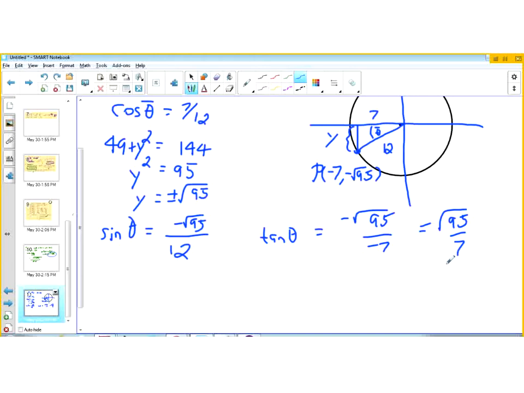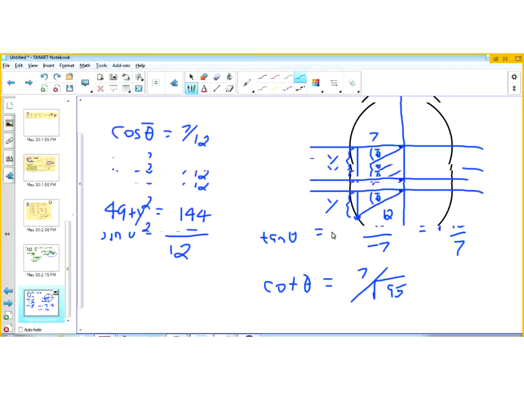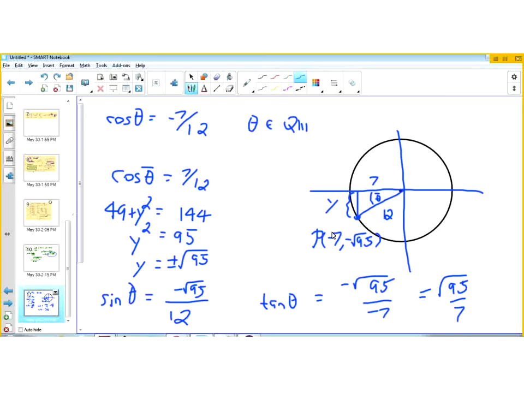And the cosecant of theta is just 1 over the sine of theta. The secant of theta is just 1 over the cosine of theta. And the cotangent of theta is just 1 over the tangent of theta. So for the cotangent of theta, just take the reciprocal of tan theta. Okay, and there you have it. So that's the procedure for finding this.